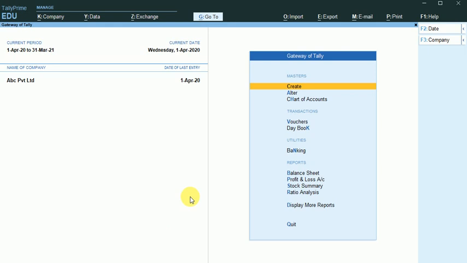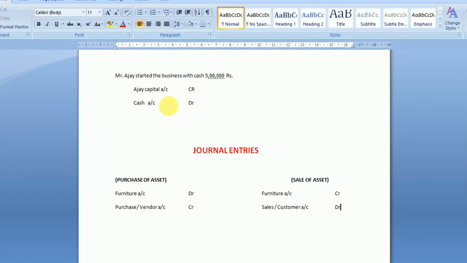So today what we are going to do is, there is an entry. For example, if Mr. Ajay started the business with cash of 5 lakh rupees, and this is the transaction, I have to enter it as Ajay capital account as credit and cash account as debit. So I have to enter this transaction in receipt voucher. So we'll continue with Tally.